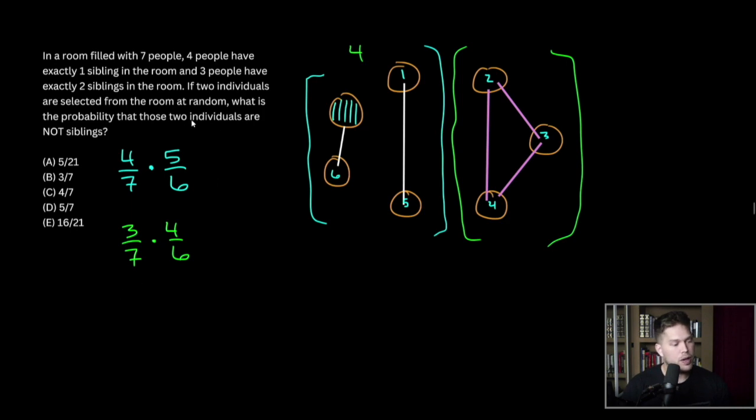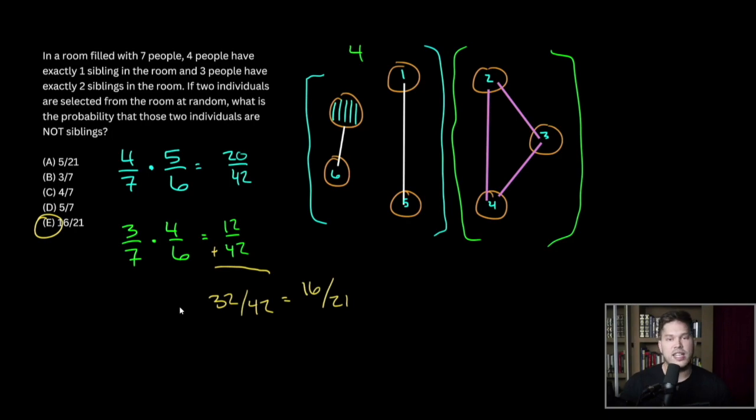Okay, so these probabilities multiply out to be 20/42 and 12/42 respectively. So now we just need to add these 2 probabilities together. If we add these together, we would get 32/42, and this simplifies to 16/21. So answer choice E is our answer here.